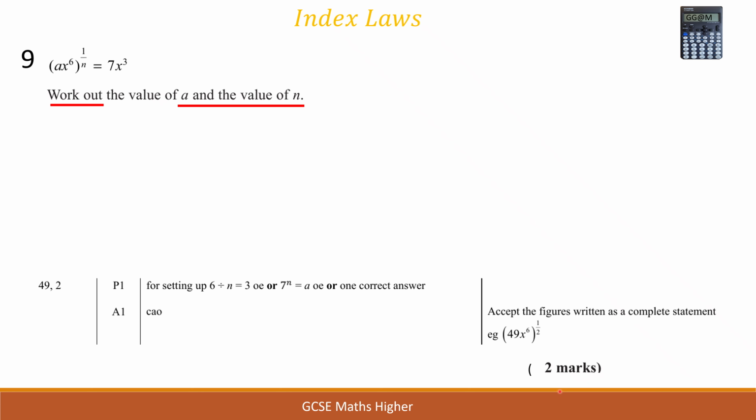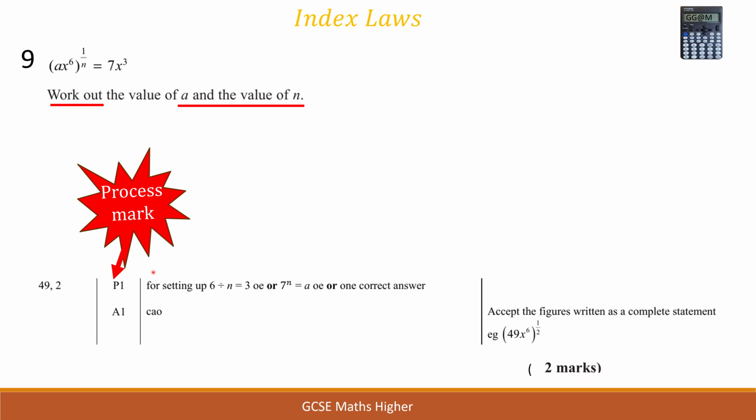Fantastic. So the mark scheme says the answer should be 49 for A and 2 for N. P1 is a process mark. So if you try to do what it says here, you will get 1 mark. A1 is the answer mark. And again, that CAO means correct answer only. So you must have the correct answers in order to get the answer mark here. Give yourself a tick if you got it correct.